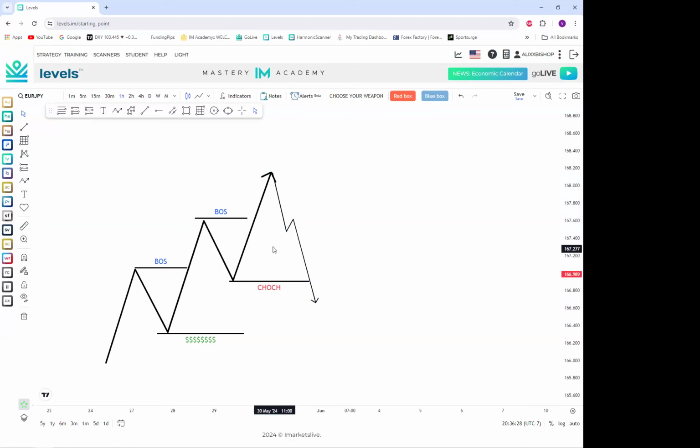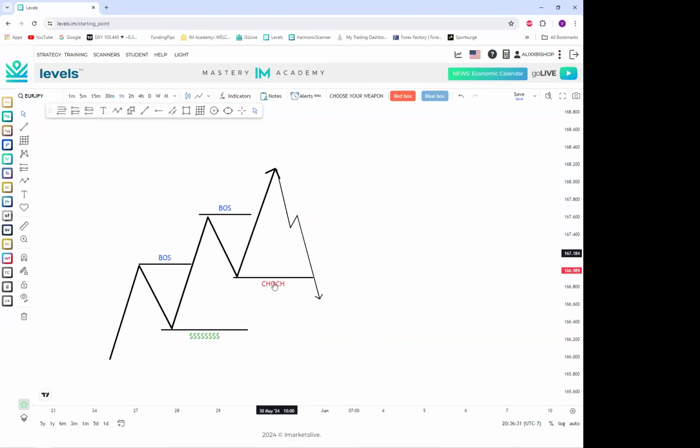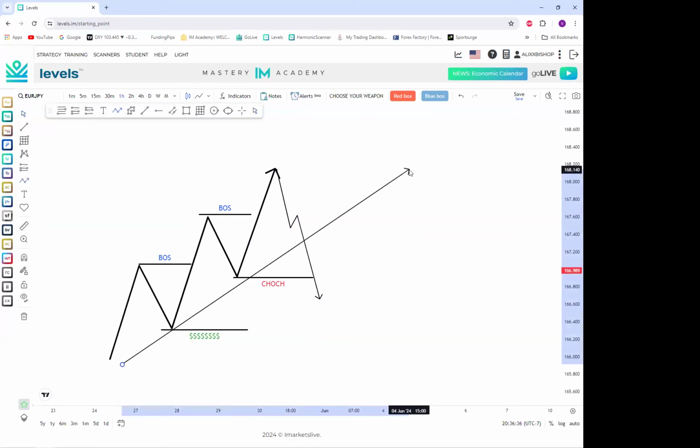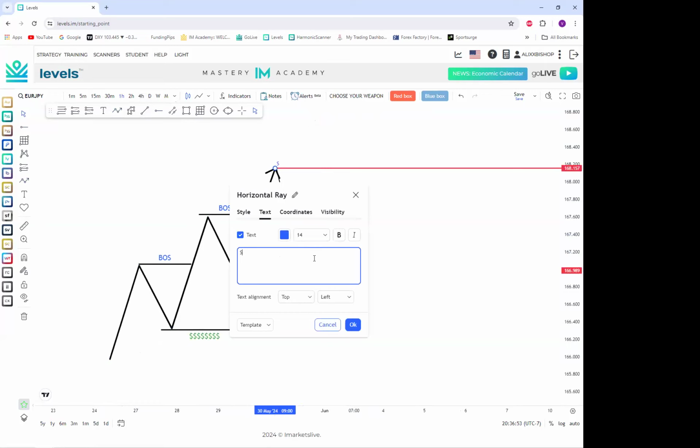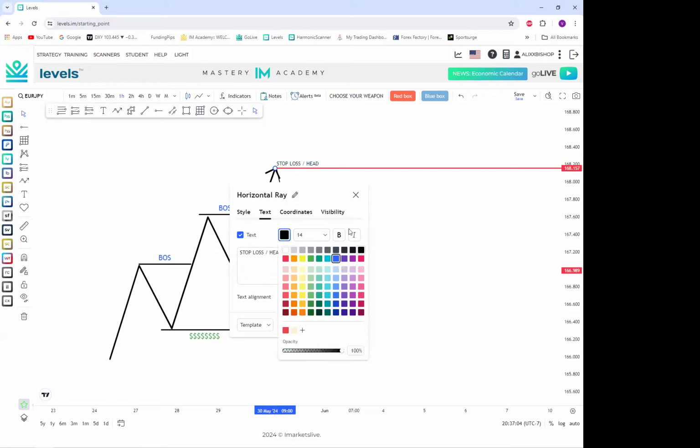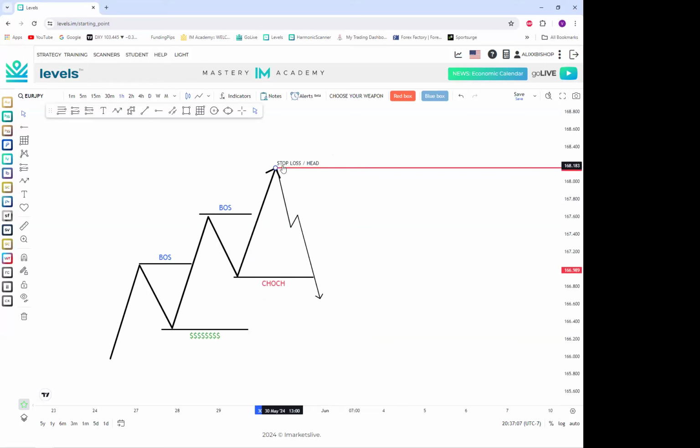Now check this out, guys. Where is the highest peak in this market? Remember, the market was going up. So where is the highest peak? Go ahead and annotate. Yes, sir, Will Mill. This is the highest peak. So this is going to be my head and my stop loss. And we'll change this to black. Now, we know this is the head.